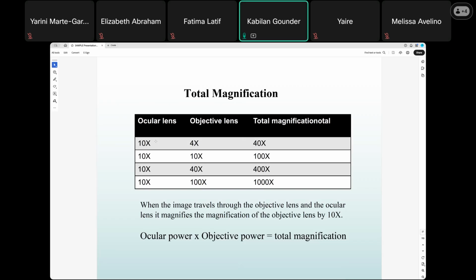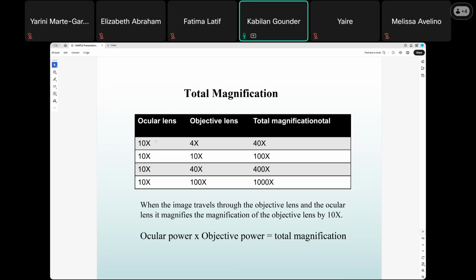So for example, how do we calculate the magnification of your sample? As we know, we have multiple objective lenses, that is 10x, 20x, 40x, 50x, 100x, right? Now always the ocular lens, that is the eyepiece lens, is 10x. That means when you see through the eyepiece, it shows 10 times higher magnification.